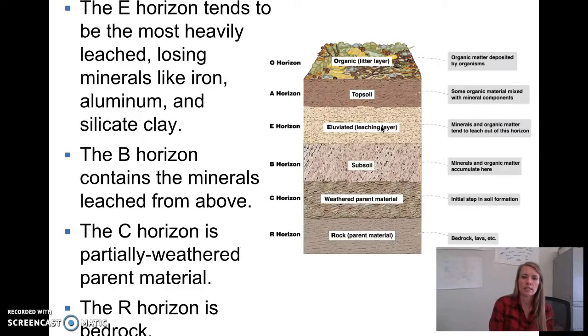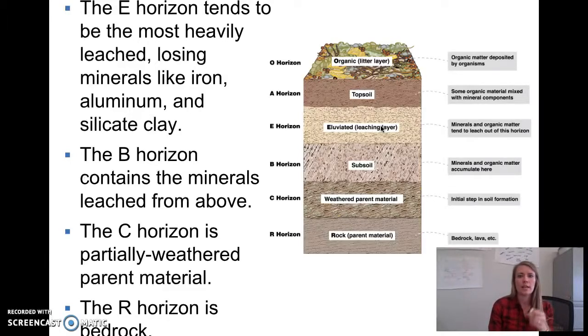And then the R horizon is one that's not considered very much as a horizon, because it's considered part of the parent material and not part of the soil. But that would be the actual rock, or the sedimentary rock, or the bedrock, or the lava that is then forming the soil.